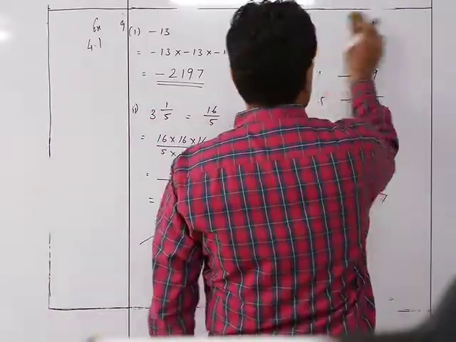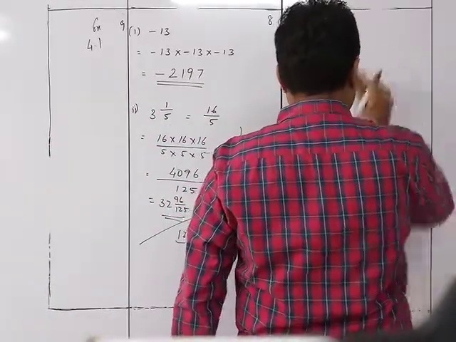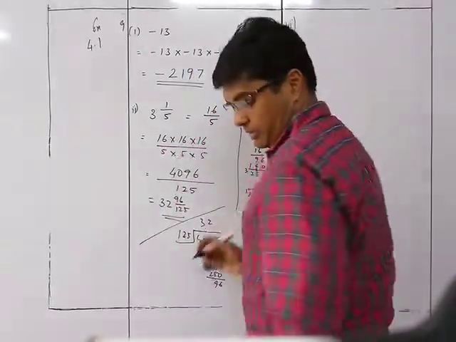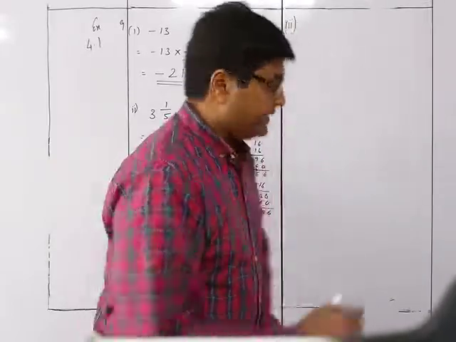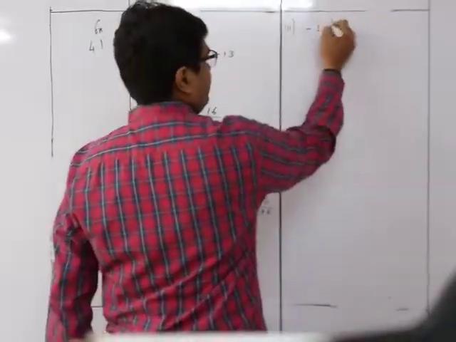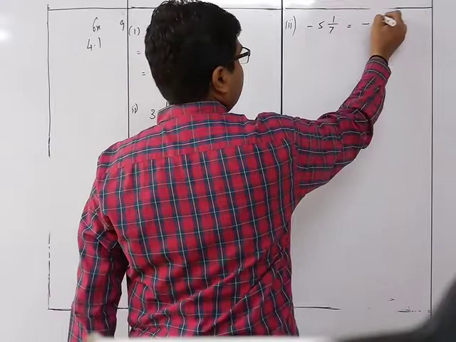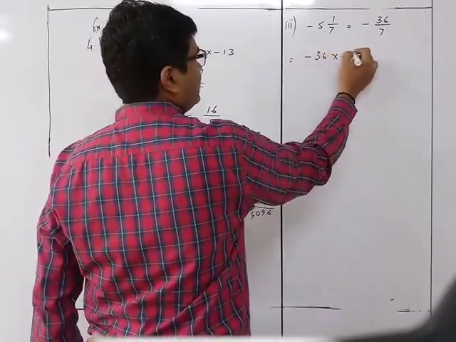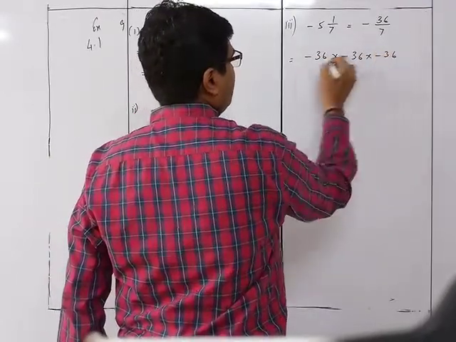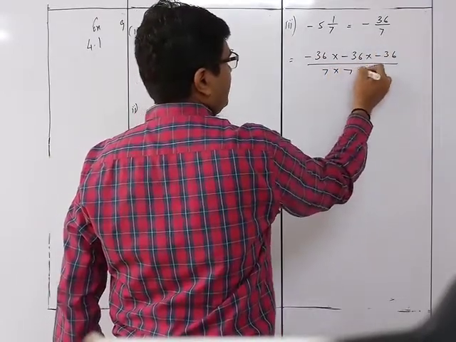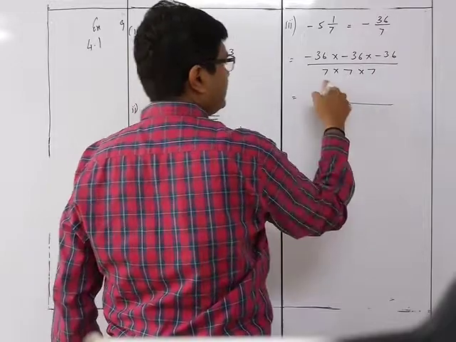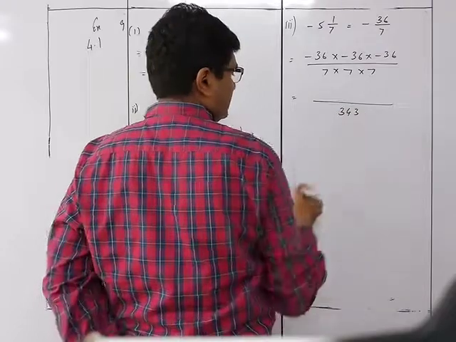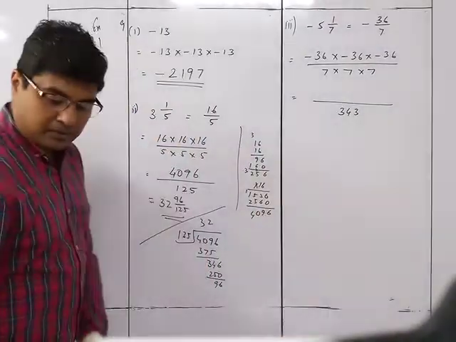We come to the last question of this exercise, so that's sum number 9, the third one. It's minus 5 and 1 upon 7, that's minus 36 upon 7. So it's going to be minus 36 into minus 36 into minus 36 upon 7 into 7 into 7. This we know, 7 7s are 49, and 49 into 7 is 343. So that's one part over here.